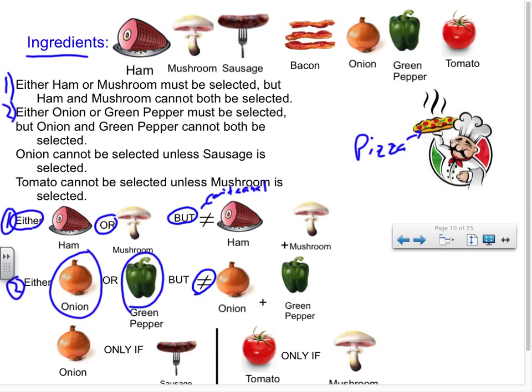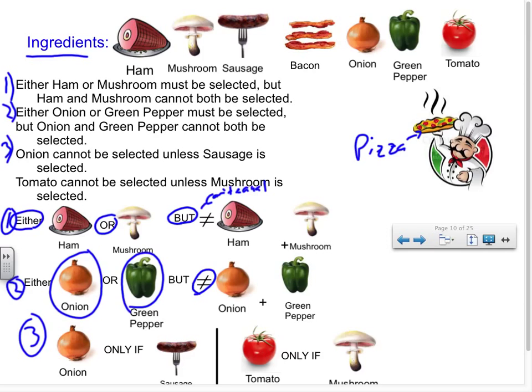So let's take a look at condition 3. Onion cannot be selected unless sausage is selected. So condition 3 is down at the bottom. So onion can only appear on the pizza if sausage is on the pizza. We can have sausage by itself without onion, but onion cannot appear on the pizza if there is no sausage. You absolutely have to have sausage with onion.